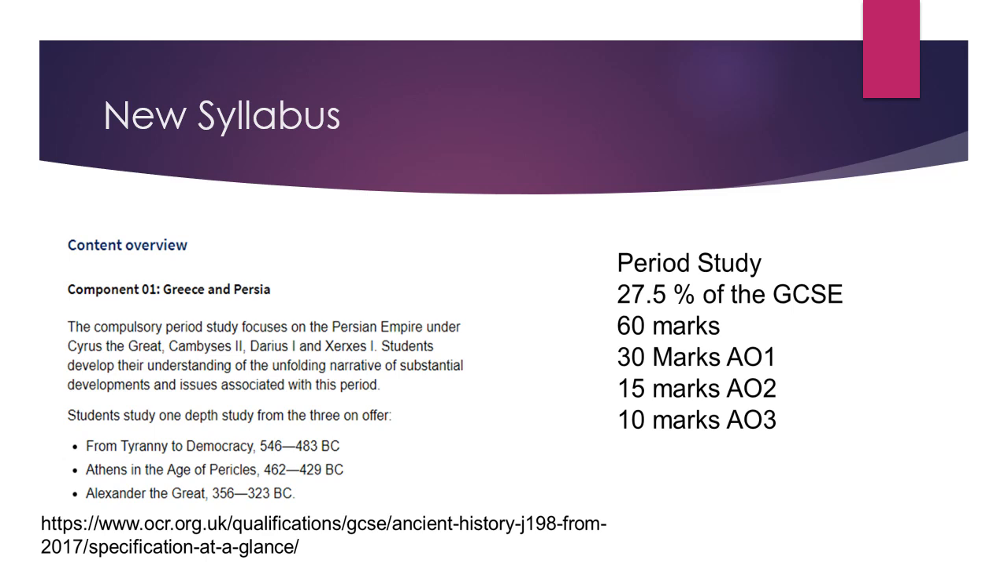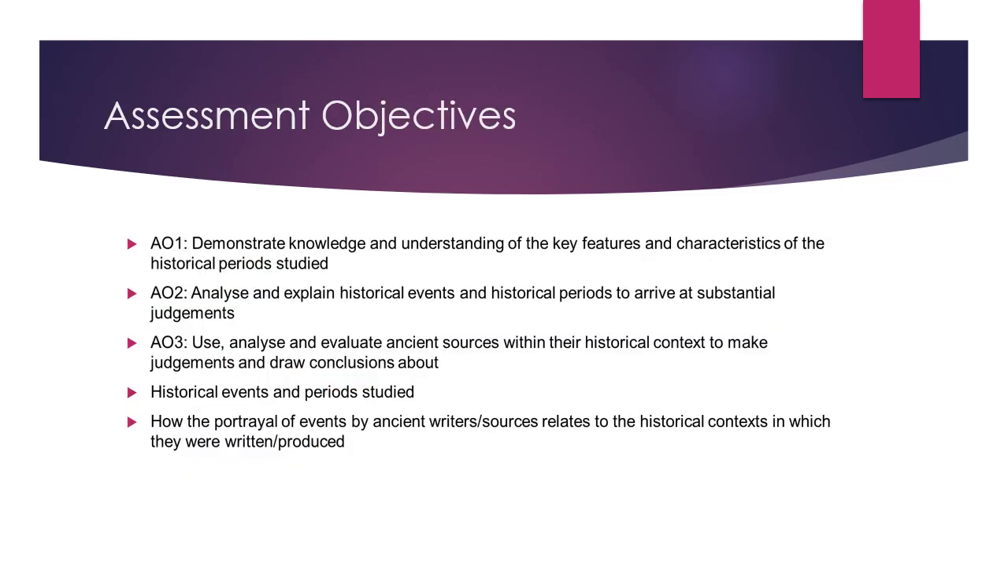This is worth 27.5% of the GCSE, and it's 60 marks: 30 marks on assessment objective 1, 15 on AO2 and 10 marks on AO3. All of this is written in the GCSE specification, but I've got it all down for you here just in case you weren't prepared. Let's have a quick look at those assessment objectives.